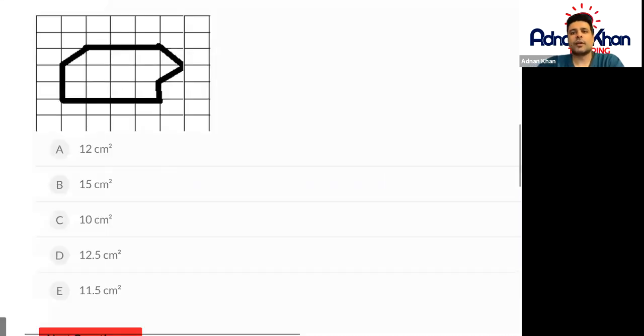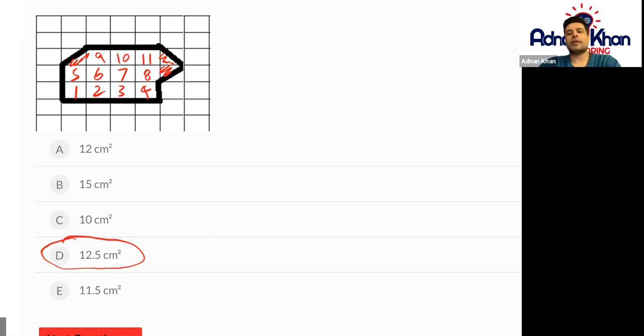What we can do with this one, because it's very difficult to actually multiply the width and the length, because this shape does not have equal sides and it has various sides, we can just count the squares within this. So let's count them. 1, 2, 3, 4, 5, 6, 7, 8, 9, 10, 11 full squares, and we're going to count the rest of them as well. So 11 and a half, 12, and then 12 and a half there. So in this case, your answer is going to be 12.5 centimeters squared.